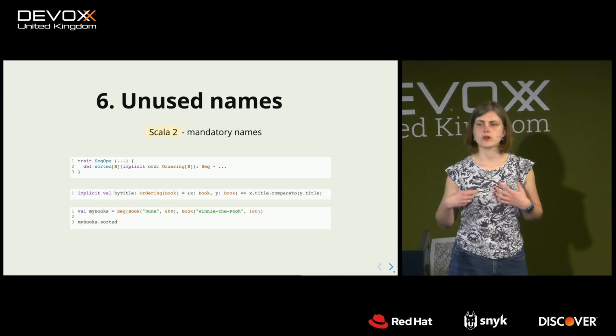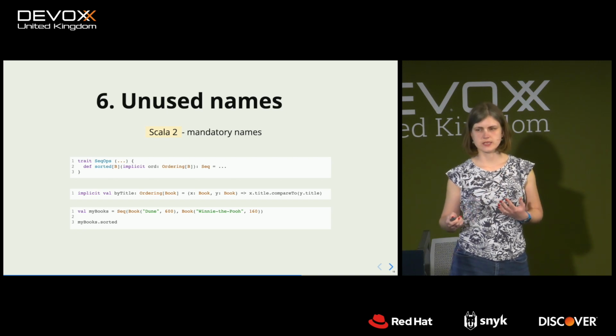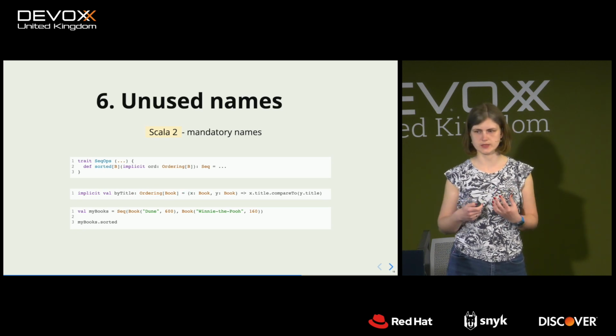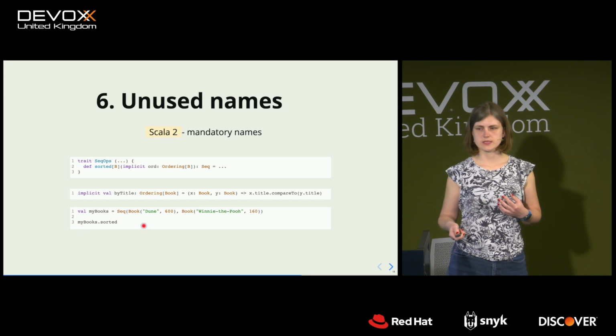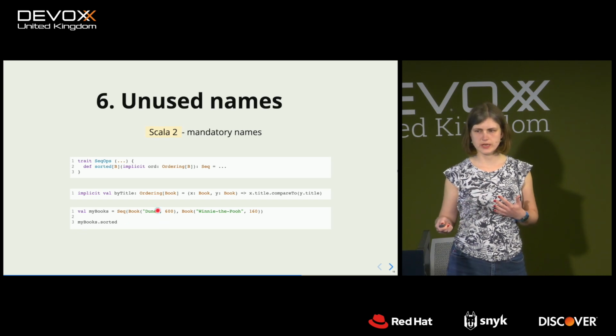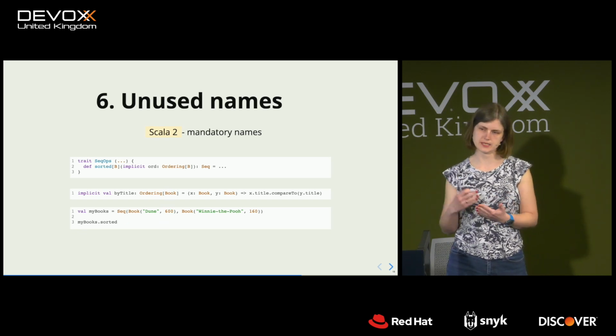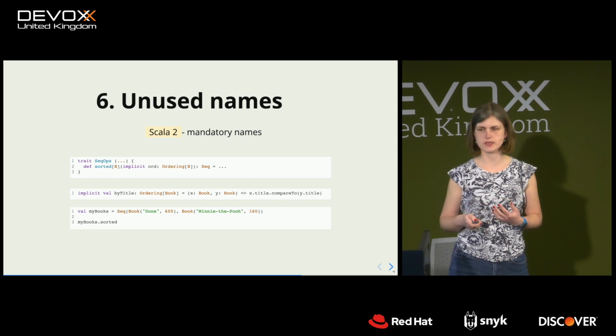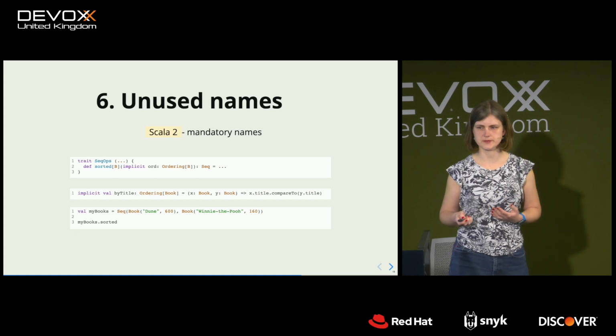and then all the compiler really needs is the types. So ordering of the type Book, and then when it has two books, it just compares their titles. You may notice that here we never use this name, and the compiler doesn't use this name. All the compiler needs is the type. If it has an implicit of such a type, it will know that it needs to use it in this case.